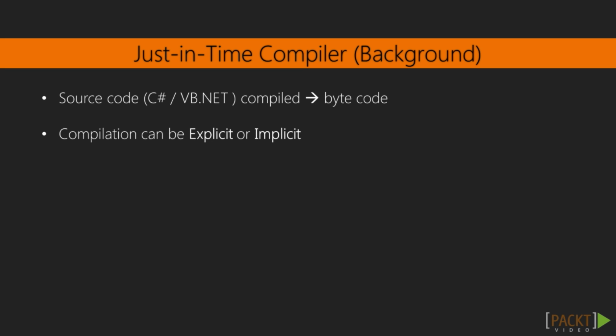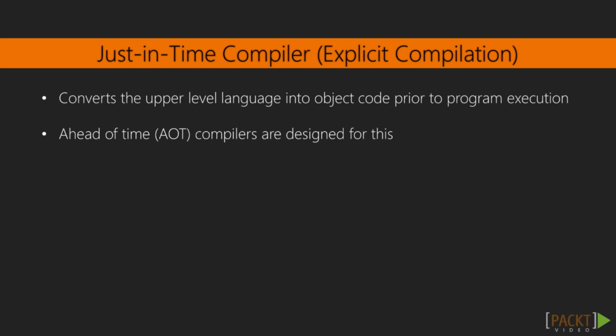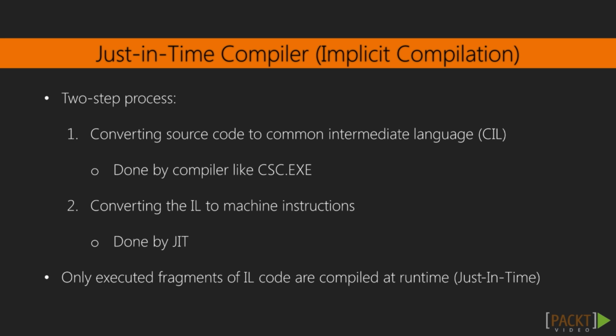At a high level, source code such as your C# is compiled into bytecode, as we just said. Well, compilation essentially overall can be done either explicitly or implicitly. Explicit compilation converts the language into object code prior to the program execution. And the style of doing this would be referred to as ahead of time. And ahead of time compilers are designed to ensure that the CPU understands every line of code before any interaction takes place. Now, implicit compilation is a 2-step process.